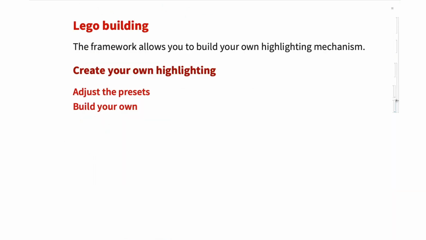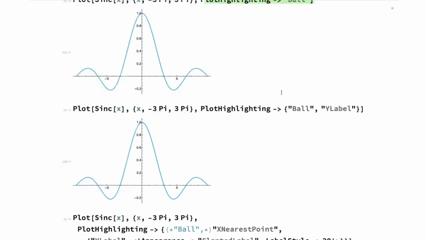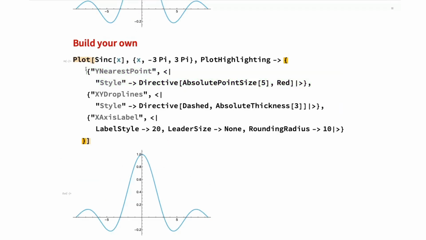So the first thing we can do is that we can adjust the presets. So this is the default highlighting behavior, ball. What if instead of X, Y labels, I only want the Y label? So you can just add Y label after the ball, and then you can have just Y label and an indicated point. But if you choose a type of points, then it will show a point, and then you can modify the color of it, and you can add the line. Which is not crucial, but you can add, and you can change the style, and then you can add a label.